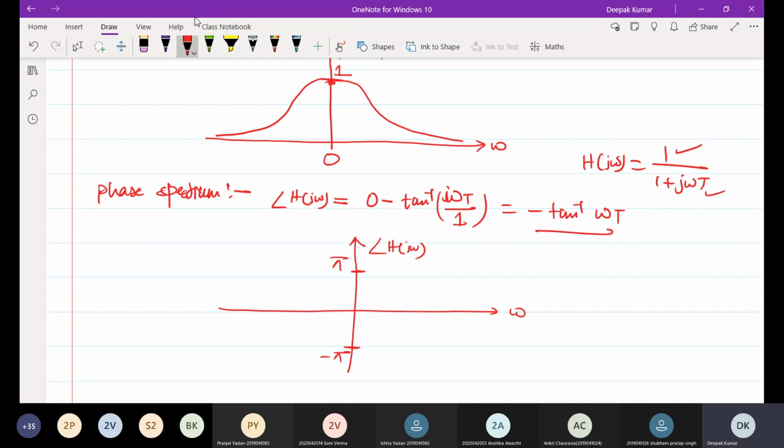Now the bandwidth of the system is also important. Try to plot this for this omega T value. For positive values of omega, this will become negative like this here. So this is one phase plot.